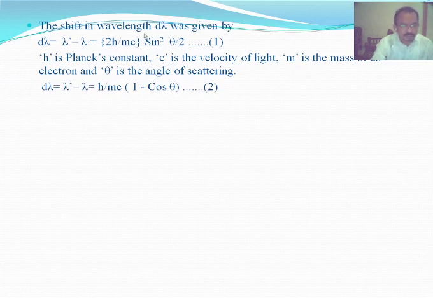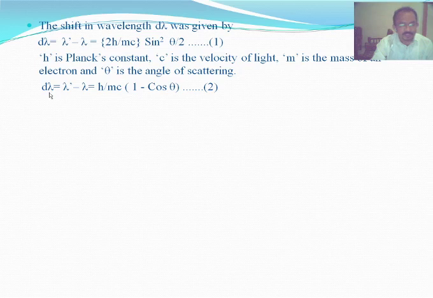Now this equation can mathematically be rearranged. d lambda is equal to lambda dash minus lambda, is equal to h upon m c into bracket 1 minus cos theta. Suppose this is equation number 2. Now if you see this equation, this Compton shift or wavelength shift depends upon all these factors: h, m, c and theta, but there is no factor which shows the characteristics of the incident radiation or the scattered radiation.